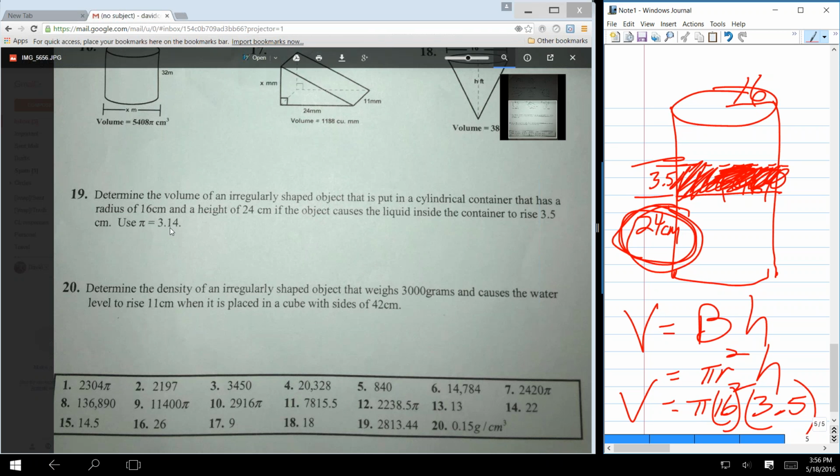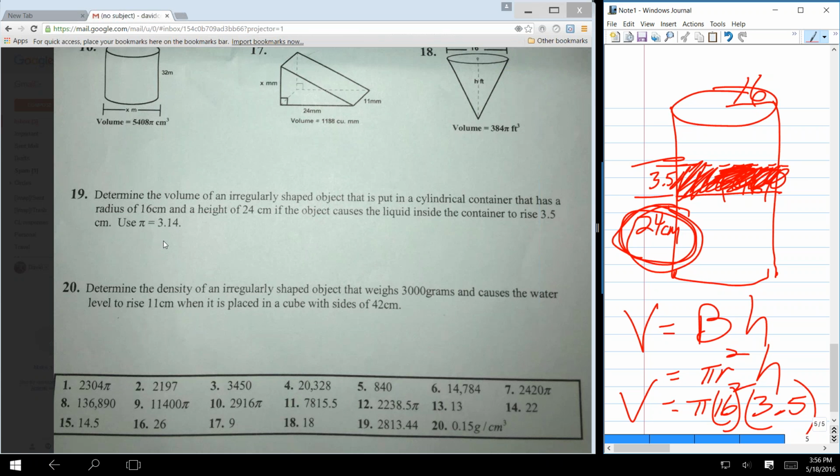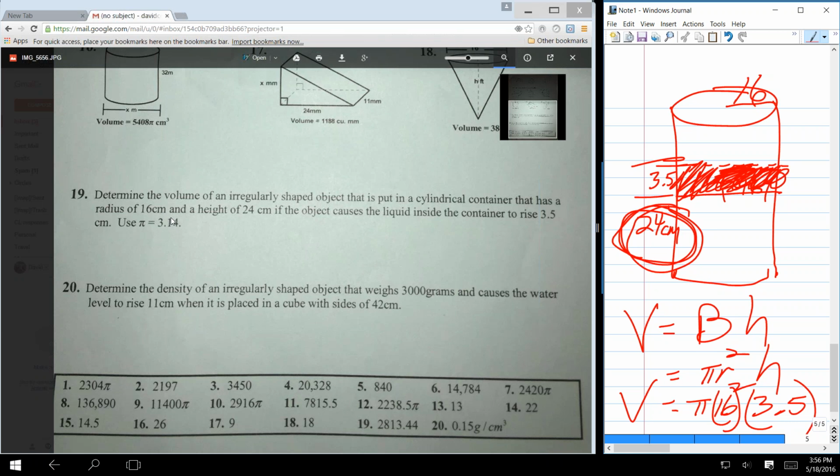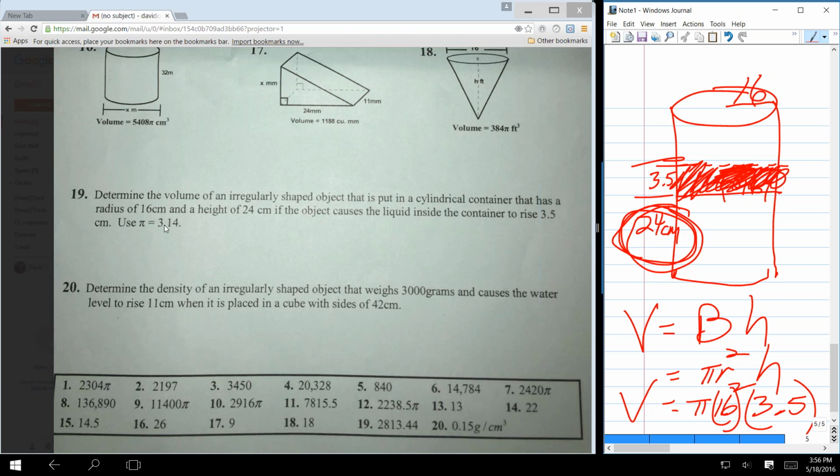And using 3.14 instead of pi, that's just the teacher doing that. She could have left out that last sentence and it would have been a better problem. In other words, your answer should be in terms of pi. Whatever this number is, that's your answer. No need to approximate it by using pi equal 3.14.